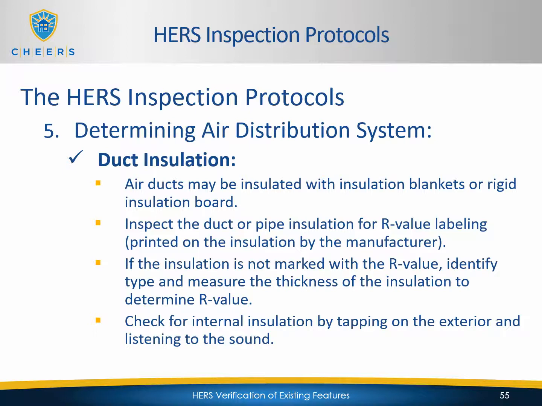When determining air distribution systems and duct insulation in particular, air ducts may be insulated with insulation blankets or rigid insulation board. Inspect the duct or pipe insulation for R value labeling, usually printed on the insulation by the manufacturer. If the insulation is not marked with the R value, identify type and measure the thickness of the insulation to determine the R value. Also, check for internal insulation by tapping on the exterior and listening to the sound.